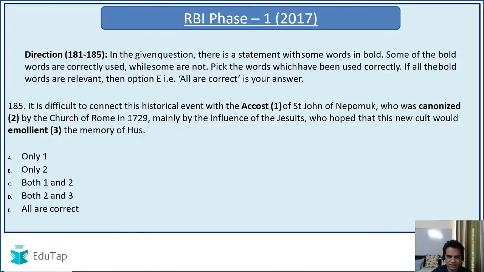It is difficult to connect this historical event with the accost of Saint John of Nepomuc, who was canonized by the Church of Rome in 1729, mainly by the influence of Jesuits, who hoped that this new cult would emollate the memory of Hus. Okay. I think it should be the memory of his here. I think this is misprinted. So it is difficult to connect this historical event with the accost of Saint John of Nepomuc, who was canonized by the Church of Rome in 1729, mainly by the influence of Jesuits, who hoped that this new cult would emollate the memory of his.